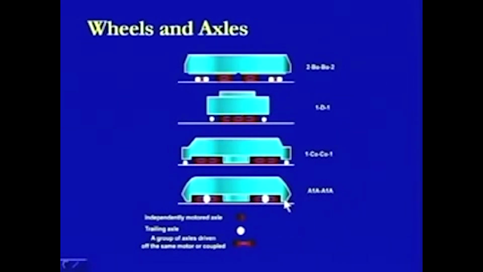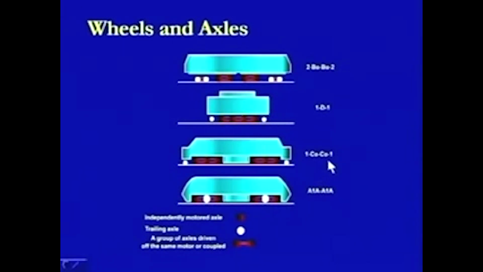Now this is another condition where the combinations can also be used, like we have a 2BO/BO2 condition, which says that there are two front wheels and two trailing wheels, and then in the center we have a BO and BO, that is, two bogies have been provided with independent wheel or axle systems. This is 1D1. 1D1 means four axles have been provided in the same bogie set, and there is one front and one trailing axle.